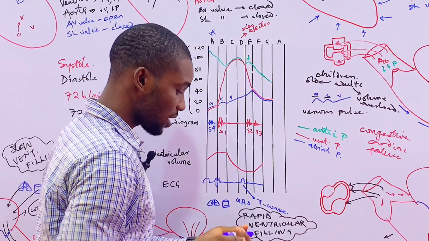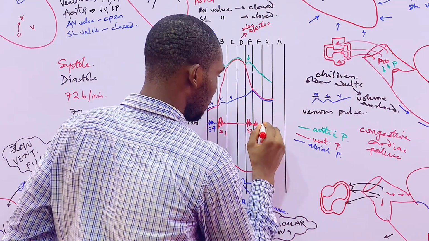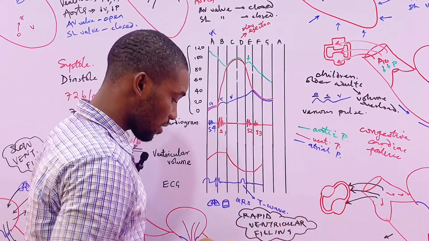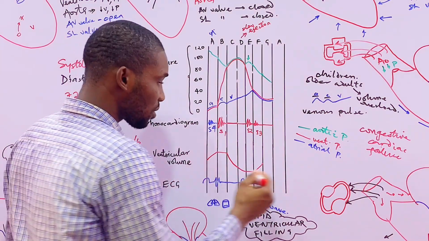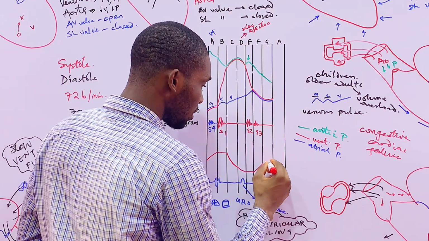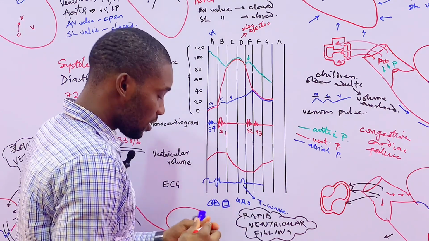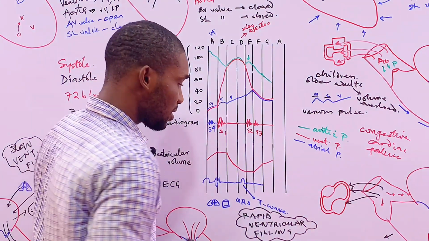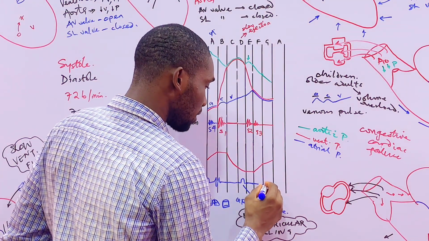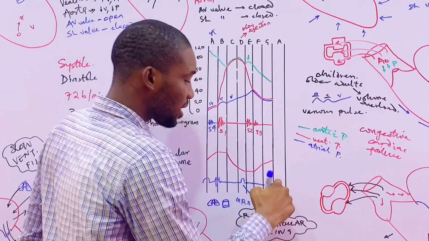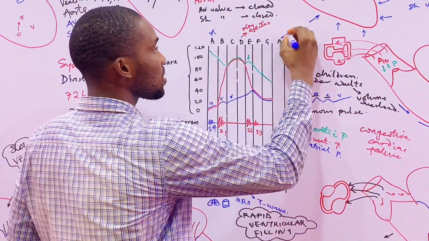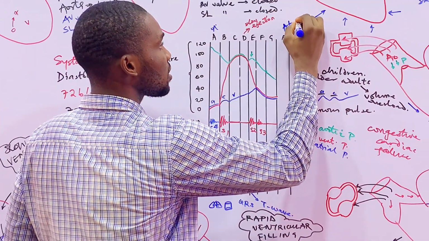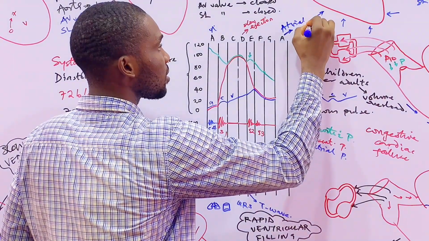How about the heart sound? Any heart sound? No heart sound, all right? There's no closing of any AV valve or SL valve, stuff like that. Then the ventricular volume is what's increasing. And then any electrical activity, well, no electrical activity until the end. Remember the beginning of the next phase. This next phase is what? Atrial systole.